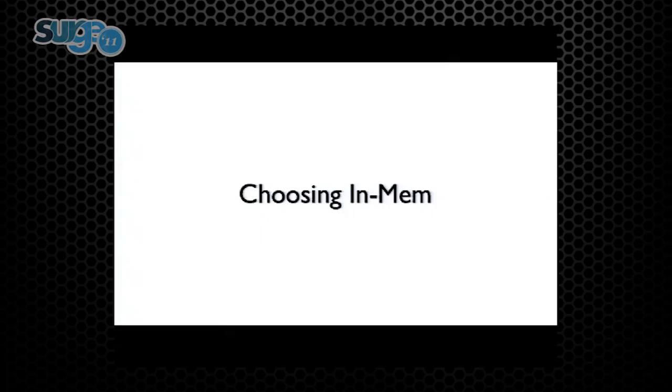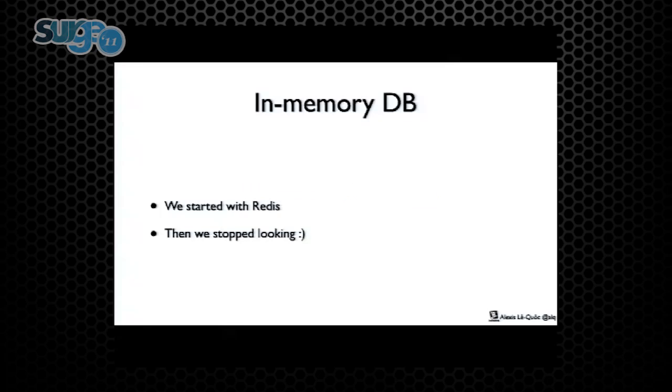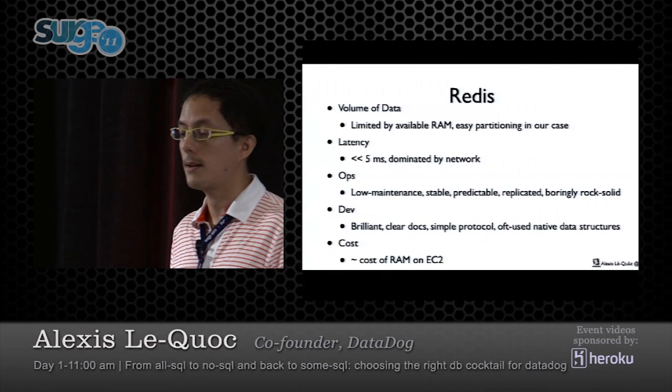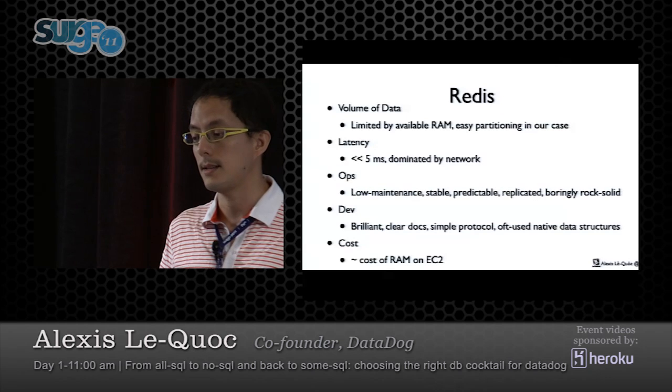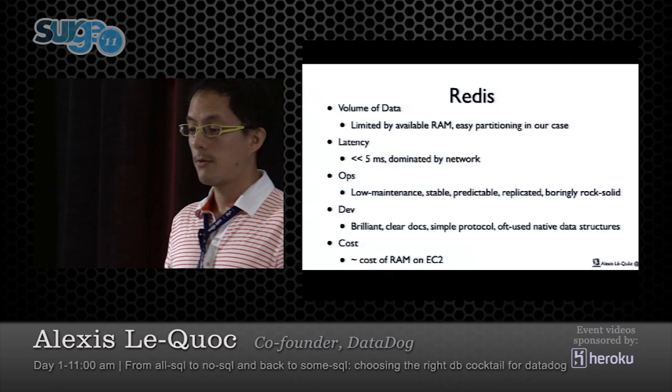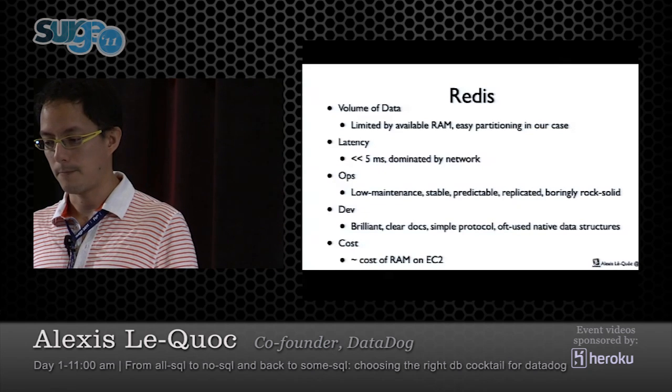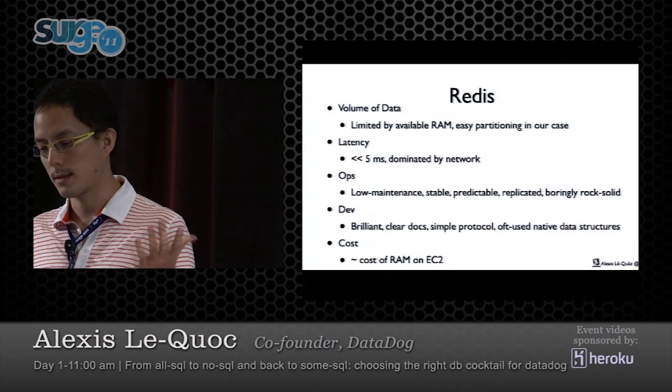Okay, so that was for the durable elastic storage. For in-memory, it was a lot simpler. We started with Redis, and then we just stopped looking because it was so great. It scales to the amount of RAM that you have. It's very easy for us to partition the data based on accounts. The latency is awesome, less than 5 milliseconds, easy. It's dominated by network usually. From an ops perspective, there's nothing to do, so I kind of like that. It's just boring. That's how I love it.